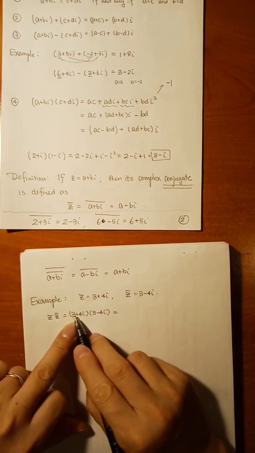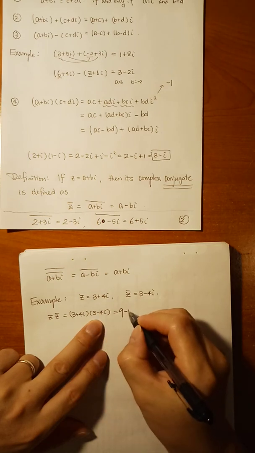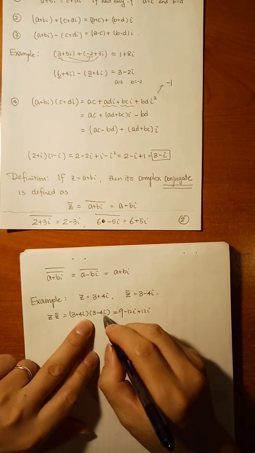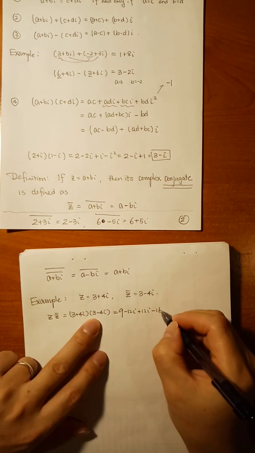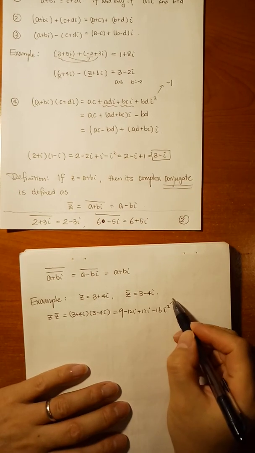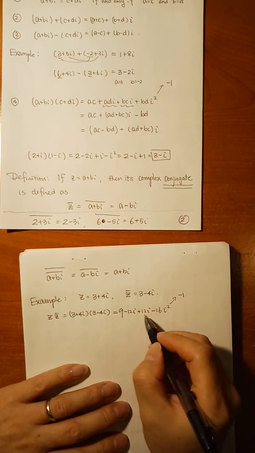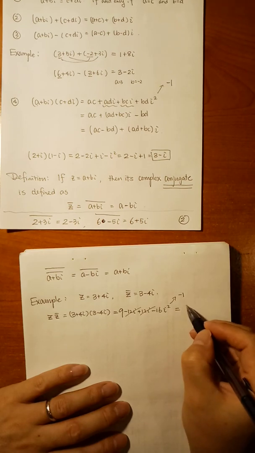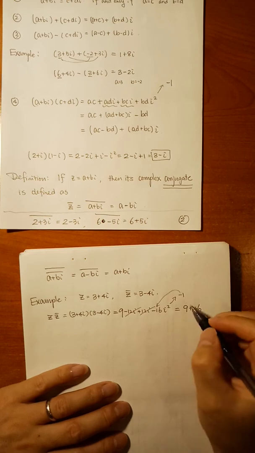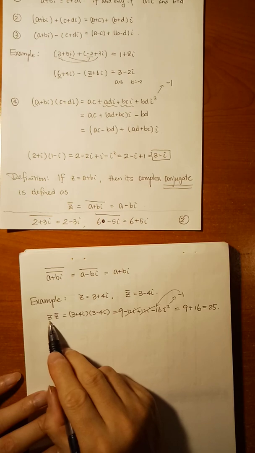It's just term by term. So 3 times 3, 9. 3 times negative 4i is minus 12i. 4i times 3 is plus 12i. 4i times negative 4i is minus 16i squared. I squared is negative 1, so that negative cancels with this negative sign, and it's plus. Negative 12i and positive 12i cancel. So it becomes 9 plus 16, which is 25. Okay?